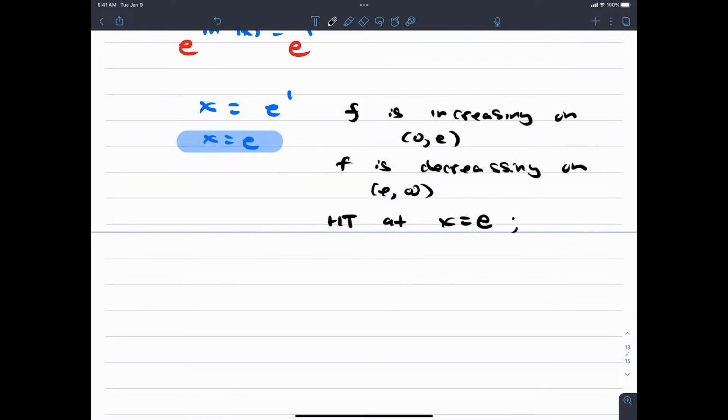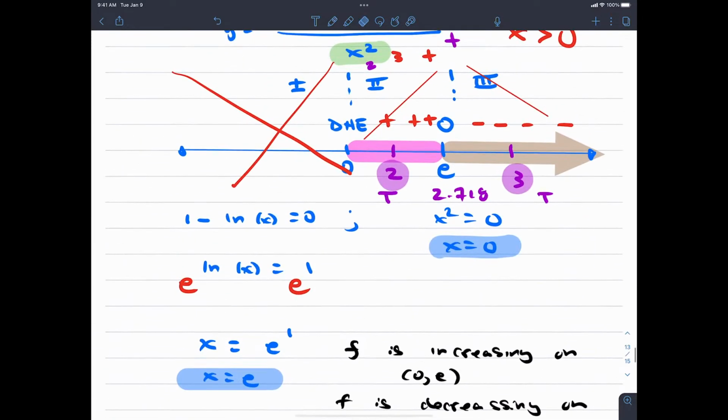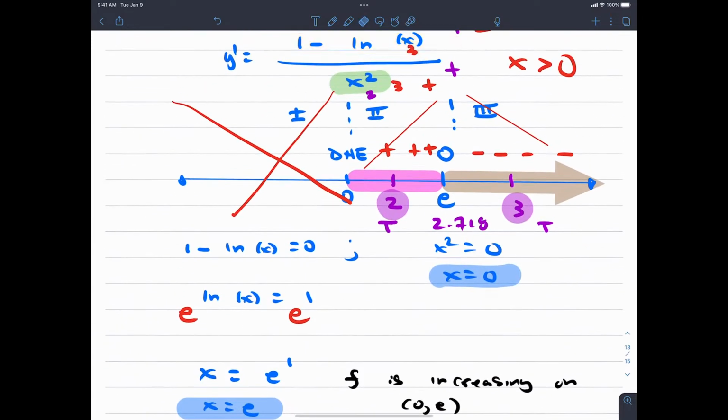This is the location of a what? Are you on top of a hill? Or are you in a valley? Top of a hill. Is that right? So that's going to be, really, we say that's a local max. However, what do you guys know? That goes down forever. Doesn't come back up. So it's not just a local max.